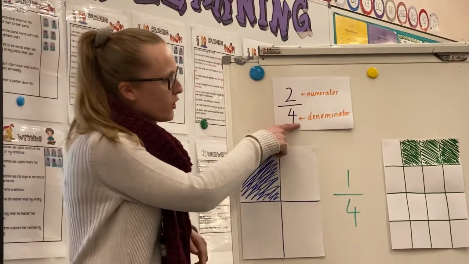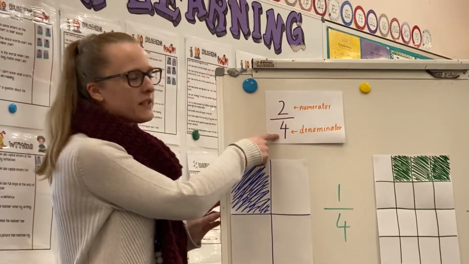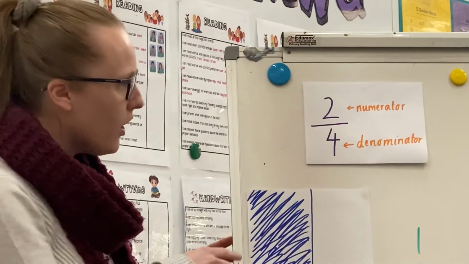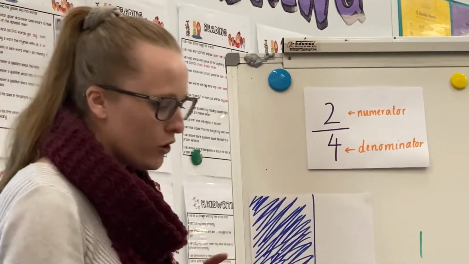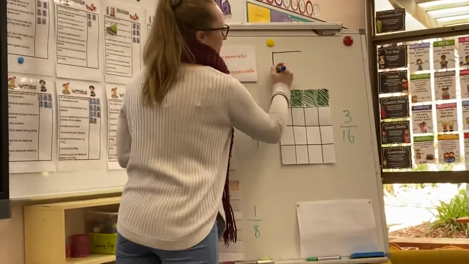So the denominator is the number that's at the bottom. And that one tells us how many parts are in the fraction. So how many equal parts. So this one says that we have 4 parts. That means that if you had a fraction, it should have 4 equal parts, just like this.